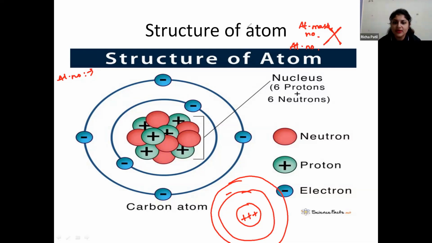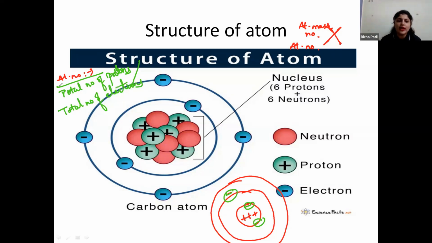I'll represent it with another color. So always, 3 positive charges should be balanced by 3 negative charges. So the atomic number can be calculated by the total number of protons, which is the positive charge, or by the total number of electrons. This is the way you calculate the atomic number. You know that the positive charge is always compensated by the negative charge.